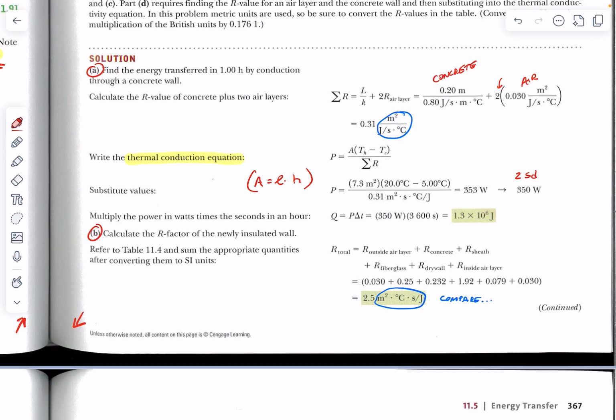So what we're going to do is first of all calculate our R value. And our R value, therefore, is going to require us to add up two things. The R value of the concrete and the minor adjustment we have to make for the stagnant air on each side of the concrete wall. And we're going to add those together. And therefore we get the equation to the right. And when we do our calculation, we get our value of R of being 0.31.